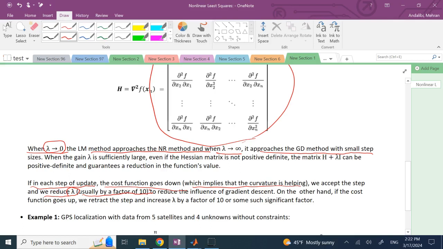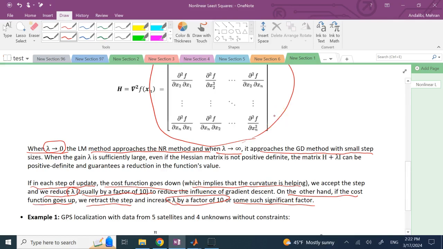On the other hand, if when we update, we see the cost function goes up instead of going down, that means that was not a good update. So we retract the update, we don't accept it, and increase lambda by a factor of 10, so make it closer to the gradient descent. Okay? So this is the Levenberg-Marquardt.